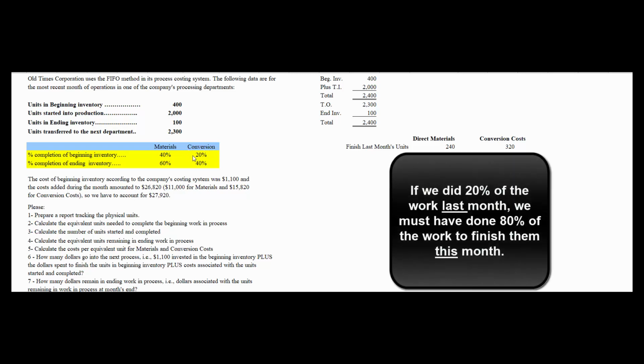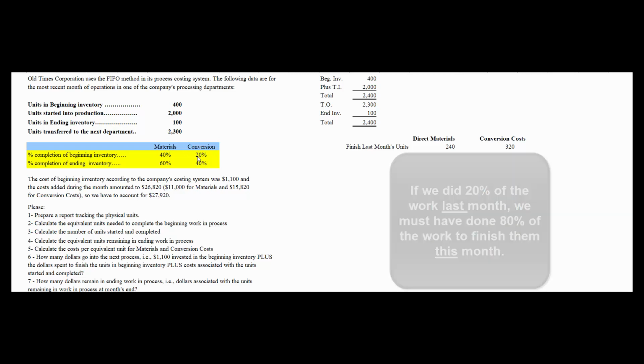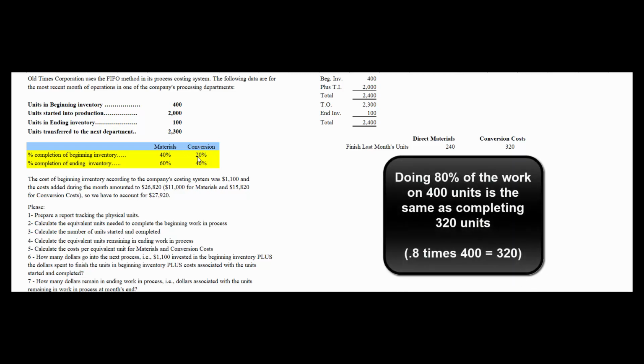They were 20% complete as far as conversion costs go. That means we had to do 80% of the work this month. 100% minus 20% means we had to do 80% of the work this month. Doing 80% of the work on 400 units is the same as making 320 complete units.